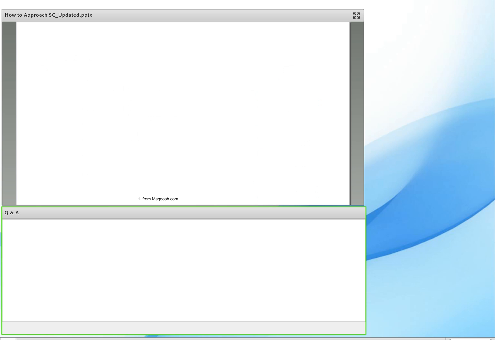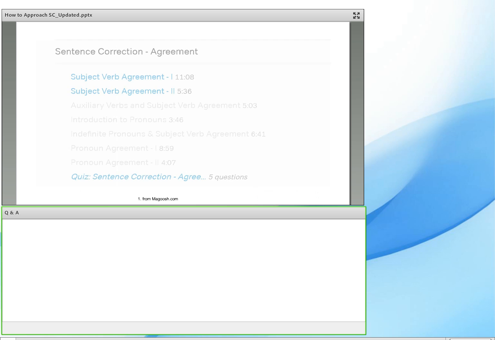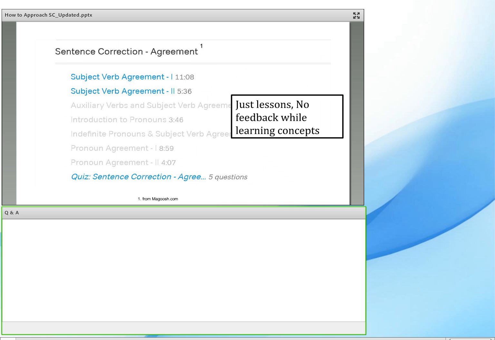Now, when you compare this to another course that's out there, a popular course by Magoosh, what you really see is this is again the subject verb or agreement block. One thing that you'd see is there aren't that many video lessons. The second thing is there is no assessment here. The third is that the time you see is not the time that you spent on the video. It's the length of the video.